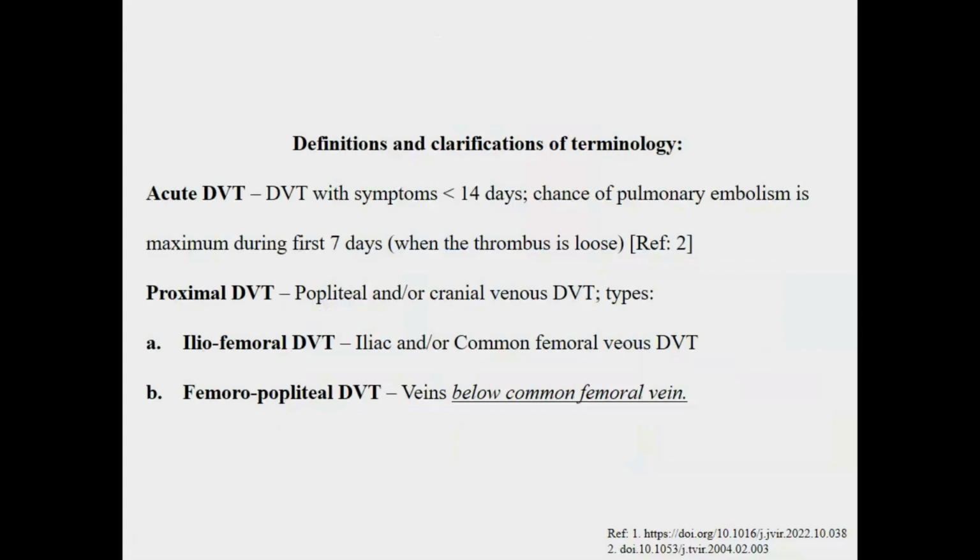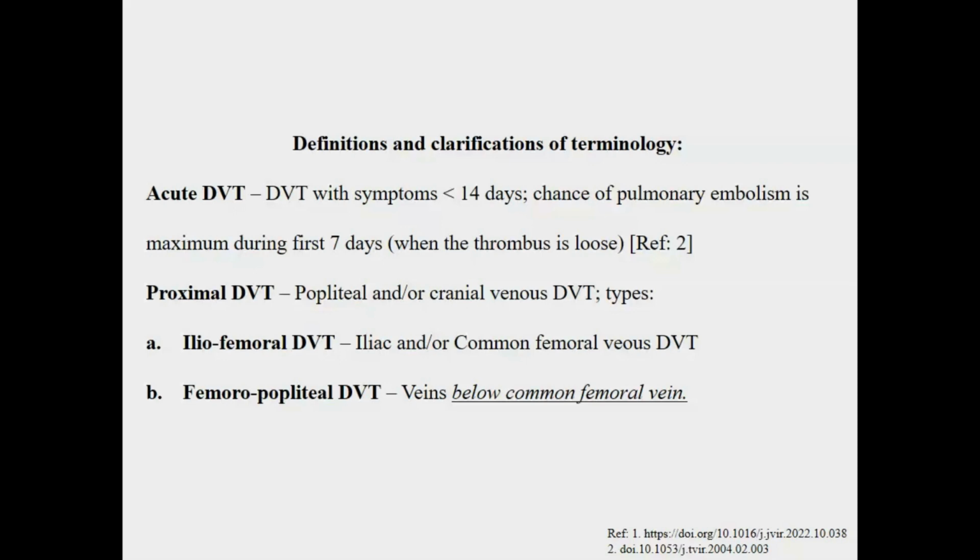Well, just quickly, we'll be going through a few definitions that we'll be encountering in our next 10 minutes. Acute deep vein thrombosis means deep vein thrombosis with symptoms less than 14 days duration. Early acute deep vein thrombosis, duration less than 7 days, is where the chance of pulmonary embolism is maximum as the thrombus is loose.